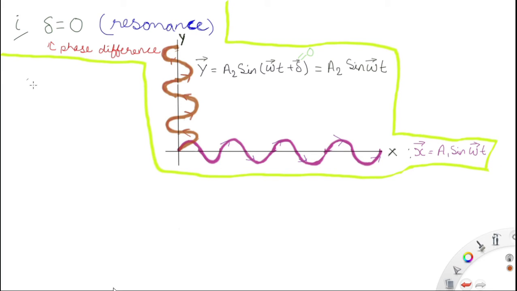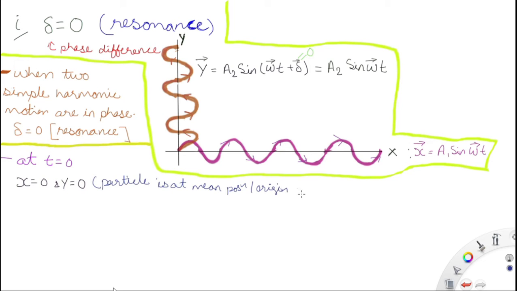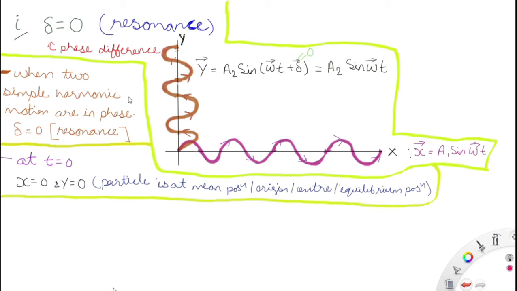Now since the phase difference is 0, resonance will happen, meaning the case in which the maximum displacement happens. When two simple harmonic motions are in phase, resonance happens, because they will construct very well, the best possible case. So maximum displacement will be reached.